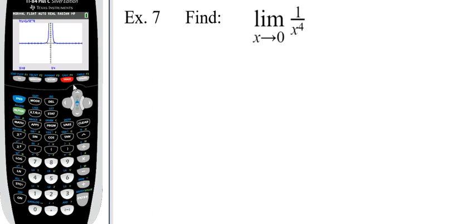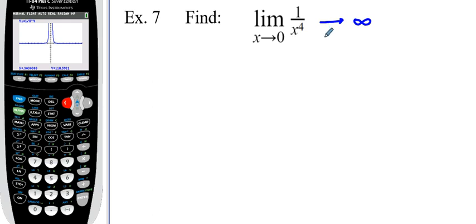But if we trace that graph, we can see that as x gets closer and closer to 0, y just gets bigger and bigger. It's getting infinitely big. And if I pass 0 and go from the other side, same thing happens. So it looks like as x gets closer and closer to 0, this gets closer and closer to infinity. Well, that's kind of weird.